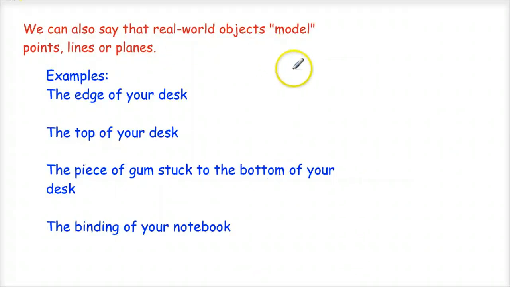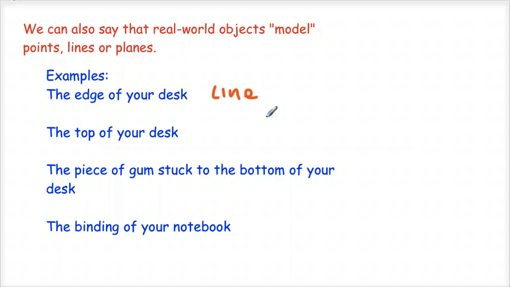The last thing that we'll talk about is that sometimes we say real-world objects model these objects. So they can model points, lines, or planes. So back to our original examples about a map, here we're thinking to ourselves, what are some other real-world examples that model these different forms? If you're thinking about the edge of your desk, just along the edge, that would model a line, right? Because it's just a straight line. It's not complete. It doesn't go on forever, but it's just the edge. It's just a straight line collection of points.